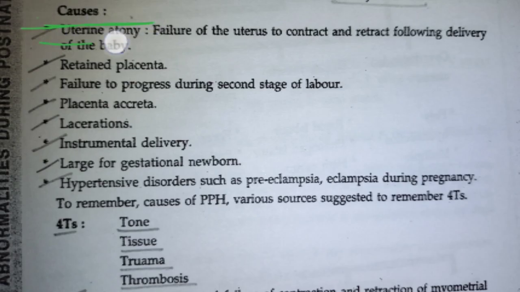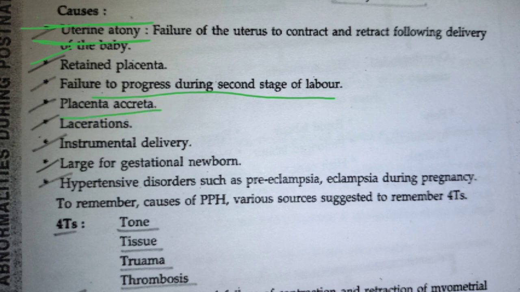Causes of PPH: uterine atony. It is the failure of the uterus to contract and relax. If the uterus is not contracting and relaxing, we will provide more oxytocin and there will be excessive contraction. Because of that, PPH might occur. And then retained placenta. Retained placenta is when, even after removing the placenta, a few parts of the placenta are still remaining in the uterus itself. Next, failure to progress during the second stage of labor. That is, the first stage occurs successfully, but in the second stage the birth of the baby is still not taking place. At that time, we will provide oxytocin and there will be excessive contraction that may lead to PPH.